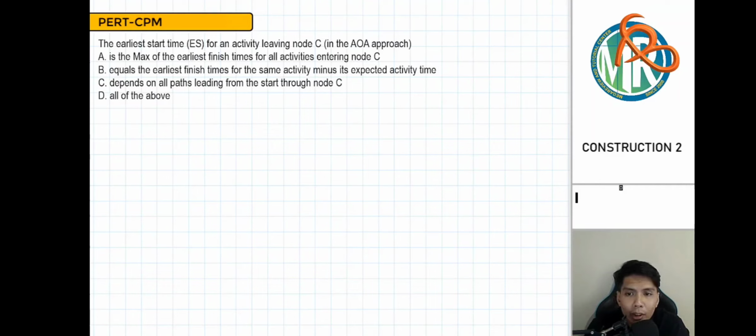B: equal to the earliest finish time for the same activity minus its expected activity time. C: depends on all the paths leading from start through node C. And letter D: all of the above.